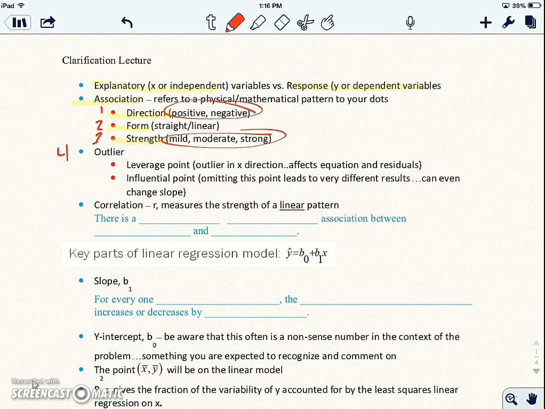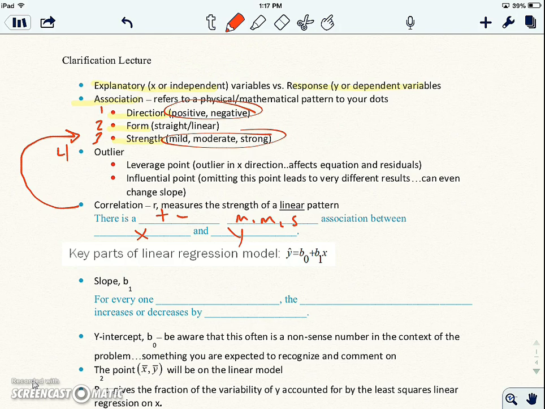And outliers can be important or not, depending on whether they have leverage or if they're influential. Remember, a leverage point is an outlier in the x direction, and it affects the equation and the residuals. An influential point, basically, if you omit this point, it leads to different results. It can even change the slope. Okay, and again, correlation is what we use to discuss strength, and this is how you interpret correlation. There is a positive or negative, and then this would be like mild, moderate, or strong association between the x and the y. You put the context in.